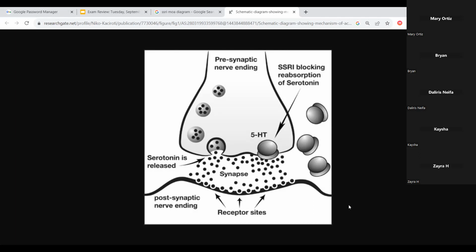Now, what happens in some cases in people with depression or anxiety disorders is any leftover, well, in a healthy person too, any leftover serotonin is just reabsorbed back into the synapse. Because there's a limited amount of receptor sites, if the serotonin is just hanging out in there, it'll undergo reuptake. It'll be reuptaked back into the original synapse, the presynaptic nerve ending.